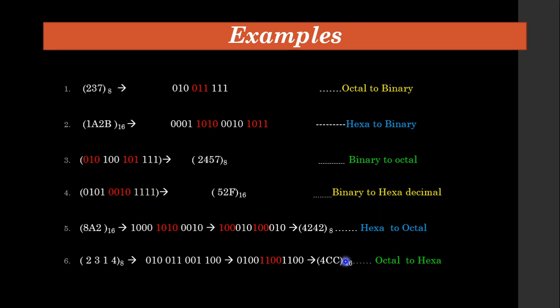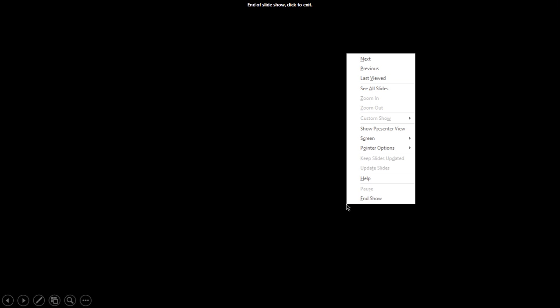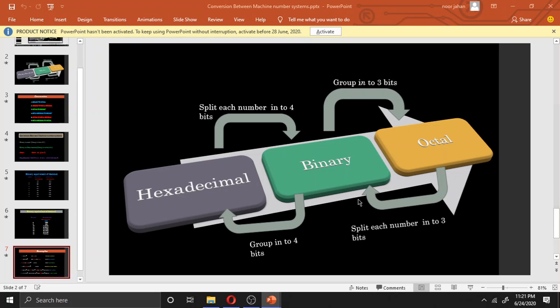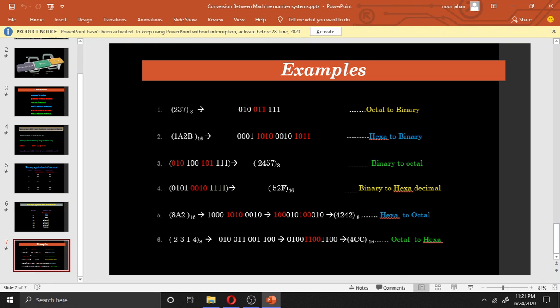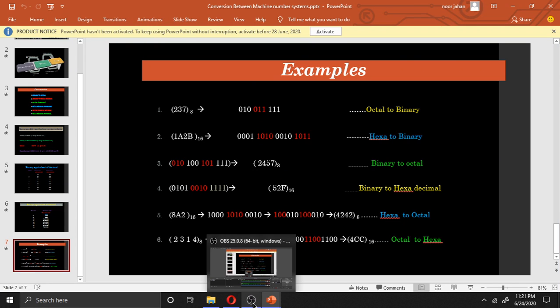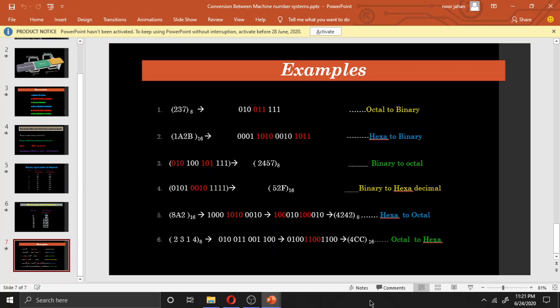So the base is 16. From octal, split into 3 bits, then group into 4 bits to convert into hexadecimal. From hexadecimal, split into 4, group into 3, to convert into an octal number. So this is how the conversion between the hexadecimal number, octal number and the binary number takes place. Hope you understood the concept of how to convert numbers between binary, octal and hexa. Then thanks for watching.